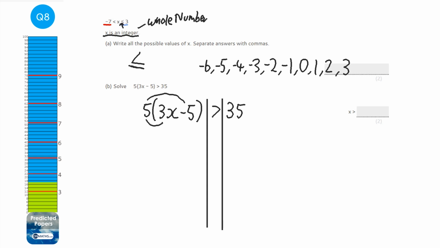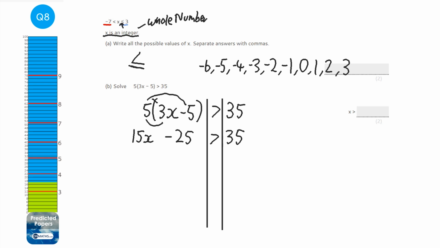So the first step is to expand the brackets. I do smiles and rainbows, but if you've got another method, that's fine. I'll put a little line there to remind me to times it. So 5 times 3x is 15x. And 5 times minus 5 is minus 25.